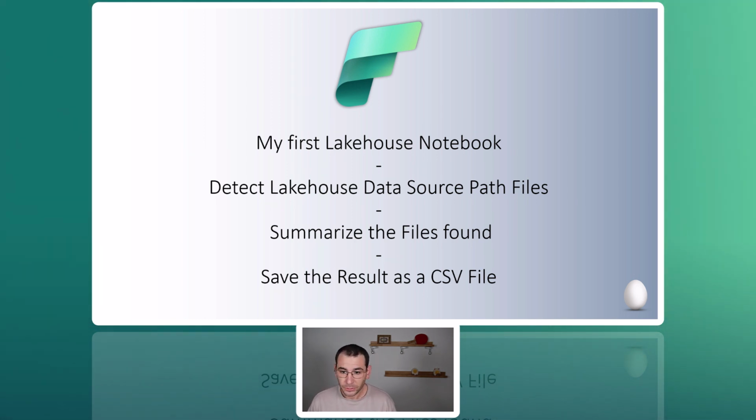Okay, so we are going to build my first Lakehouse notebook, and this Lakehouse notebook is supposed to detect any data source path files. So in the Lakehouse, we have the files directory, and in that files directory, you can also create subfolders. And in that subfolder, we are going to save a CSV file with the summarized file information of that directory above it.